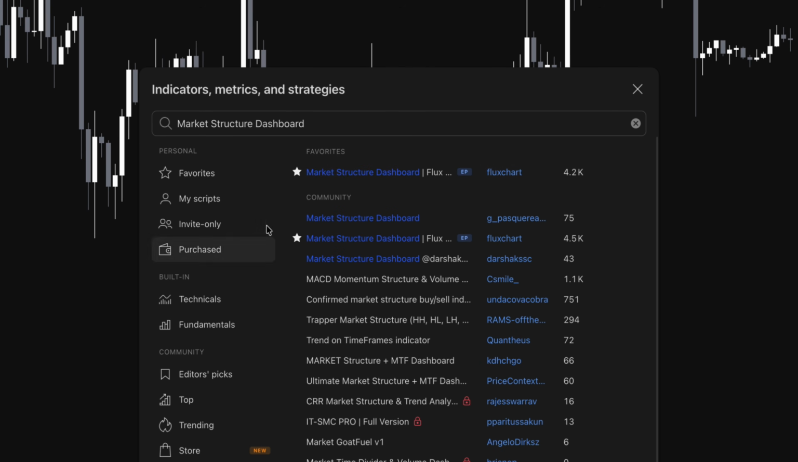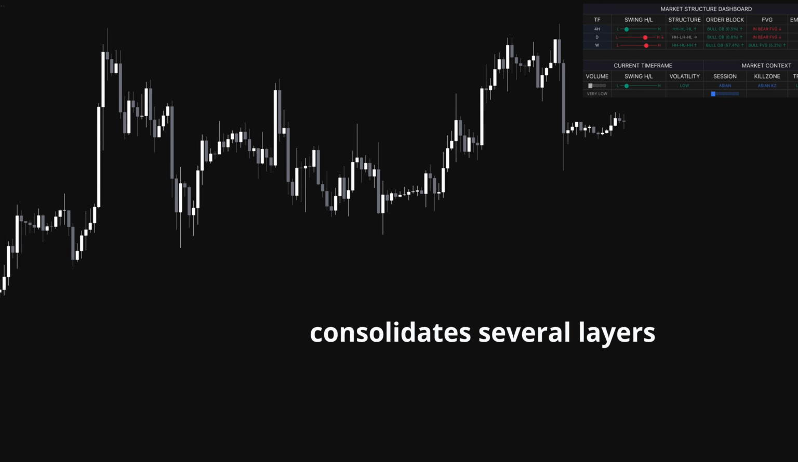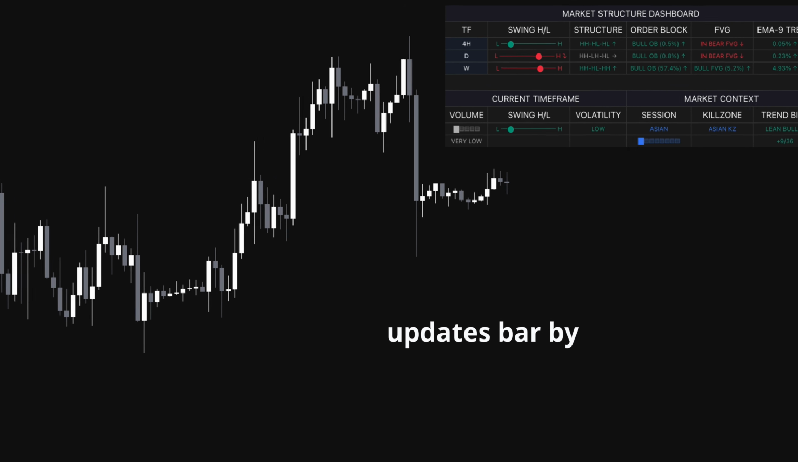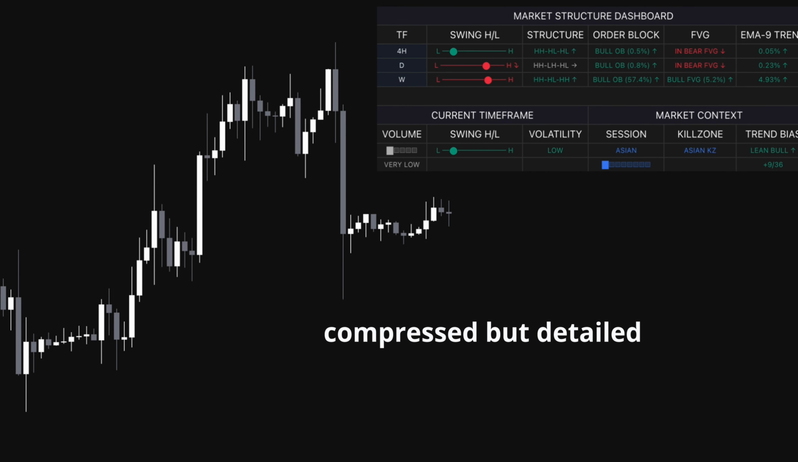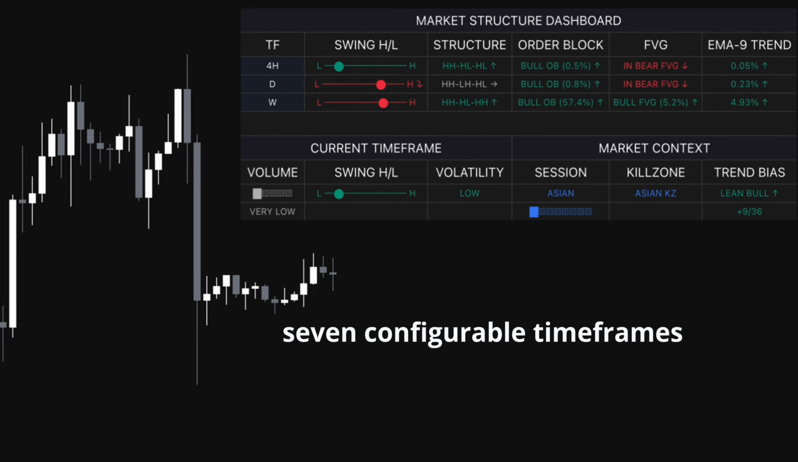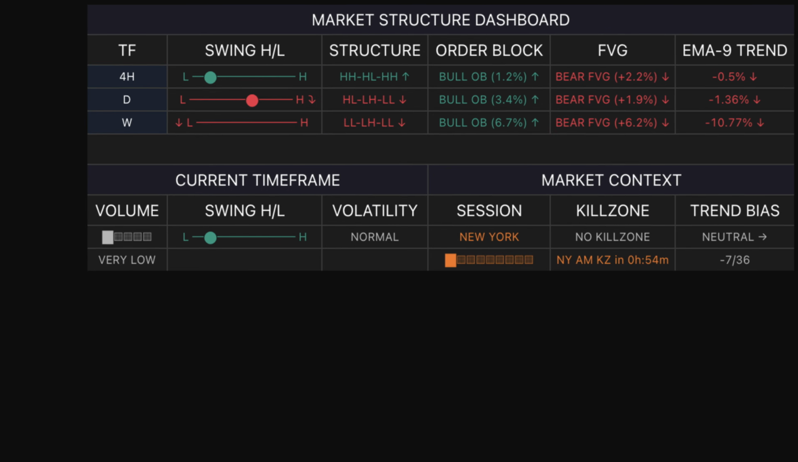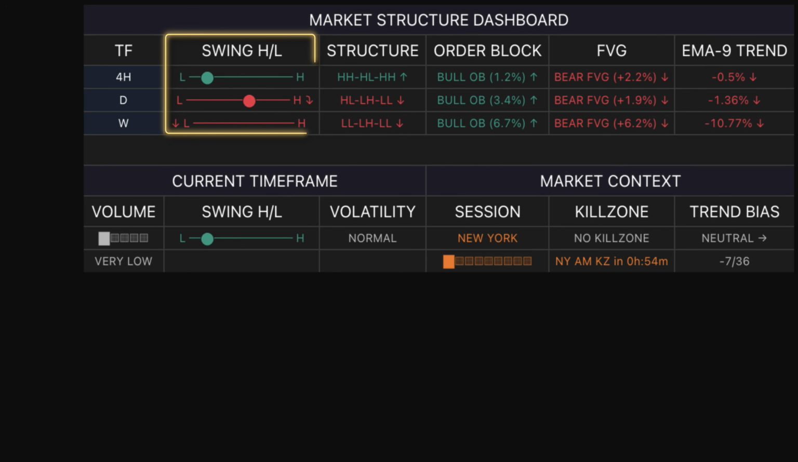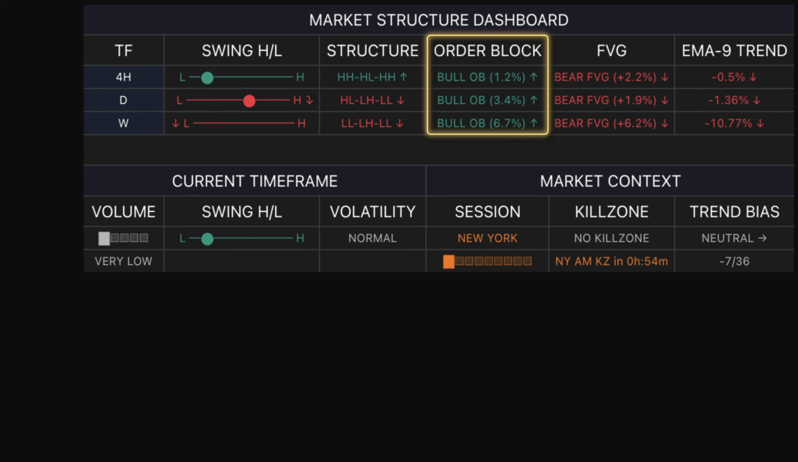Market Structure Dashboard, published by Flux Charts, consolidates several layers of price analysis into a single overlay table that updates bar by bar, giving traders a compressed but detailed view of what is happening across 7 configurable timeframes simultaneously. It tracks 5 dimensions per timeframe: EMA trend direction, swing high and low positioning, market structure labeling, order block proximity, and fair value gap detection.